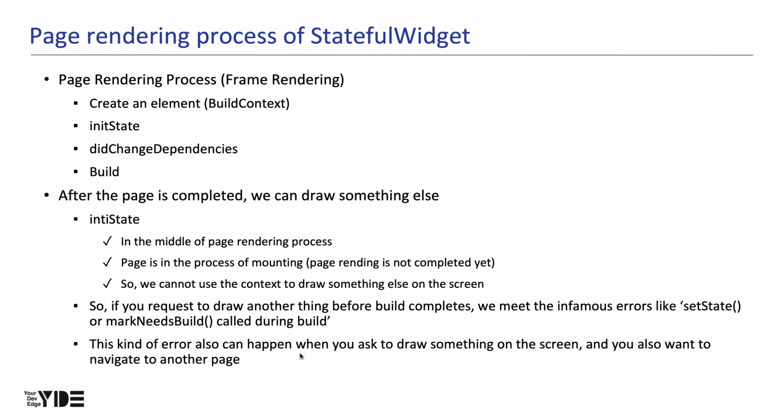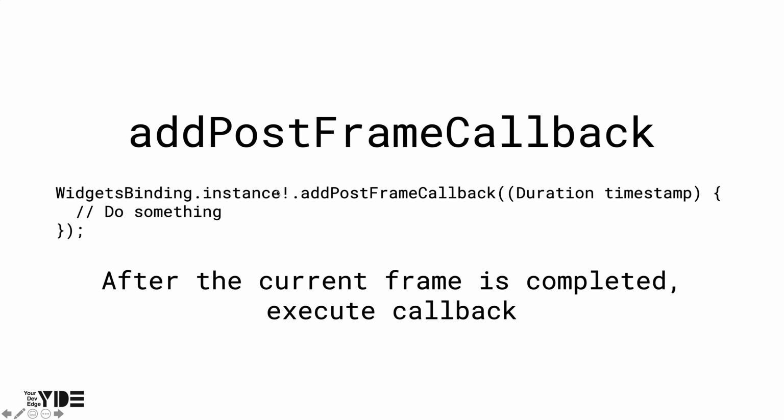Now, Provider must have something that can be used in preparation for the case above, right? Unfortunately, the Flutter framework itself provides a feature to handle such cases. Perhaps some beginners may not have heard of it, but those of you who have made a few Flutter apps may have heard of it at least once. The role of addPostFrameCallback is to execute the registered callback after the current frame is completed, which delays the execution of actions affecting the UI to after the current frame. So we can avoid that infamous setState or markNeedsBuild called during build error message.